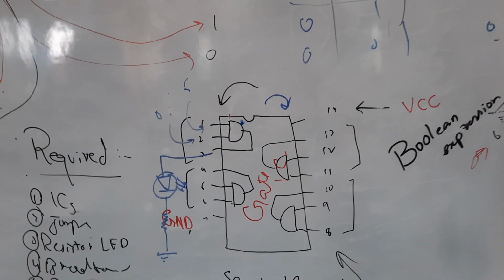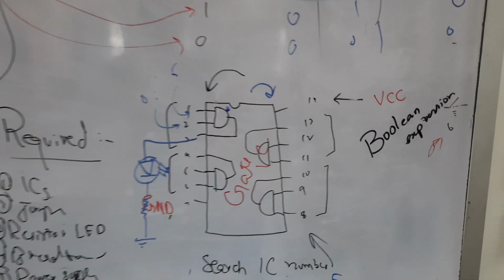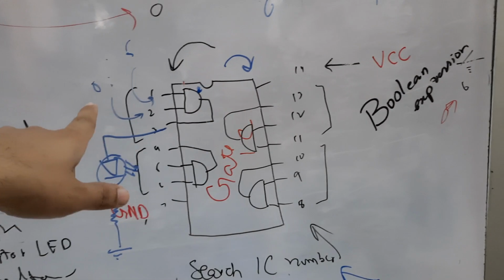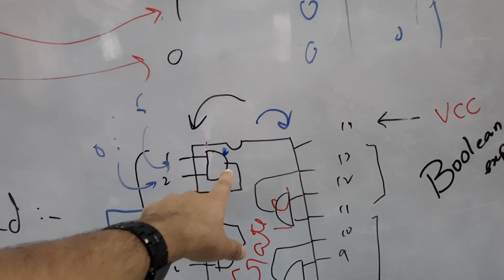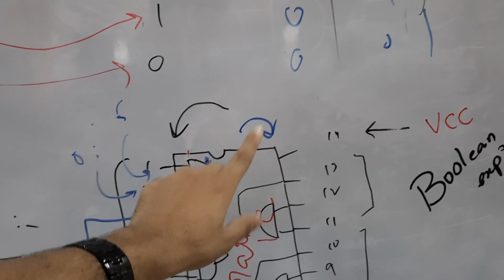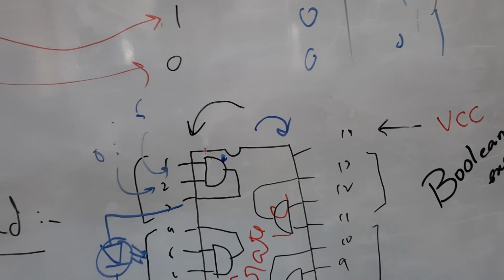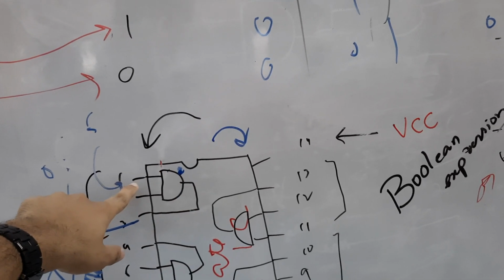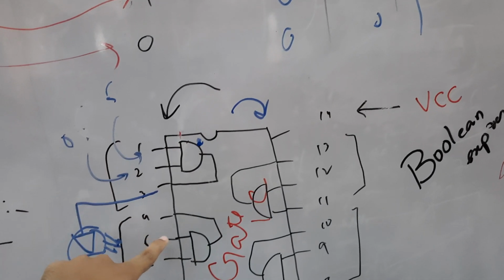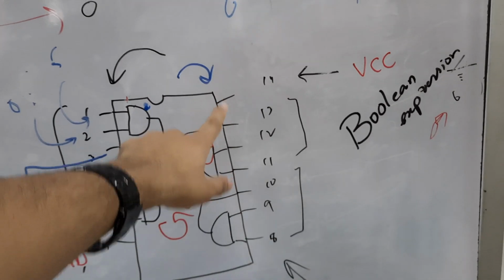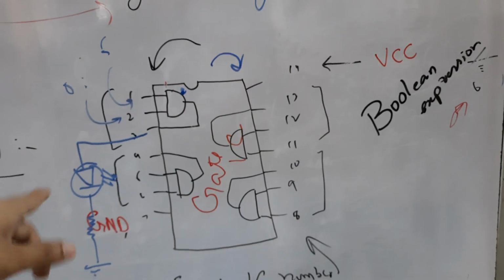Coming to the IC, it will look like this. It is a 14 pin IC. There is a notch here, and this notch indicates that the pin numbering starts from the left of it. If this is the notch, then pin number 1 will be on the left side of it. So this is pin number 1, 2, 3, 4, 5, 6, 7, then 8, 9, 10, 11, 12, 13, 14. So numbering goes like this.